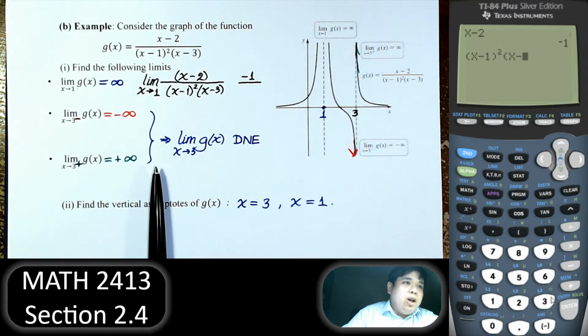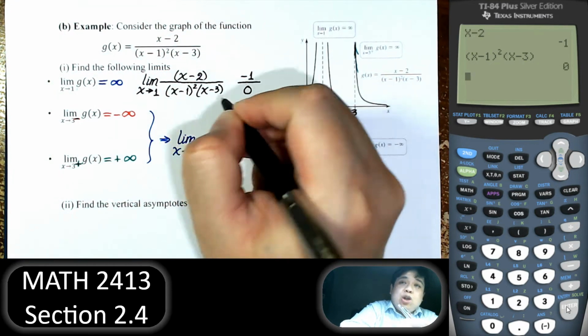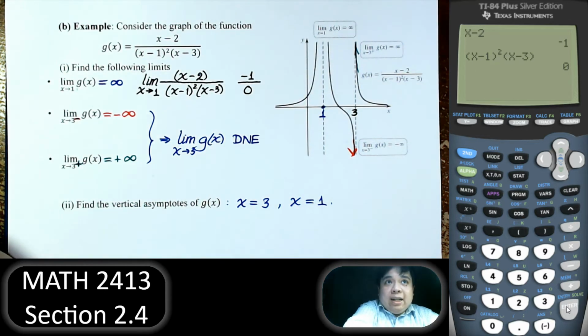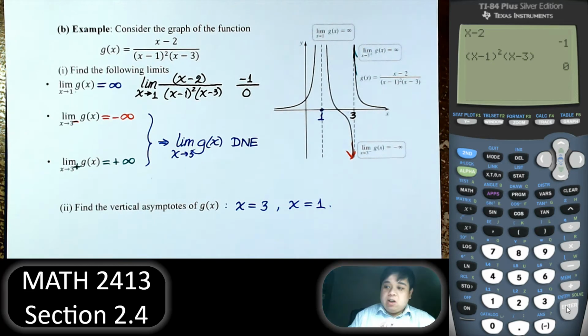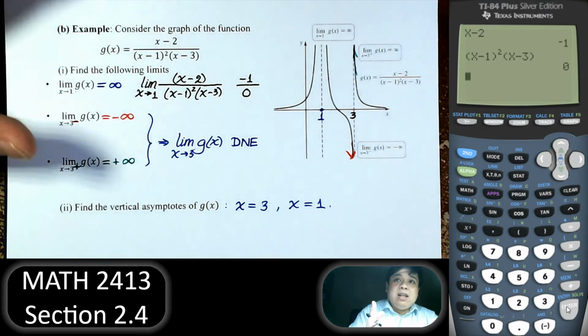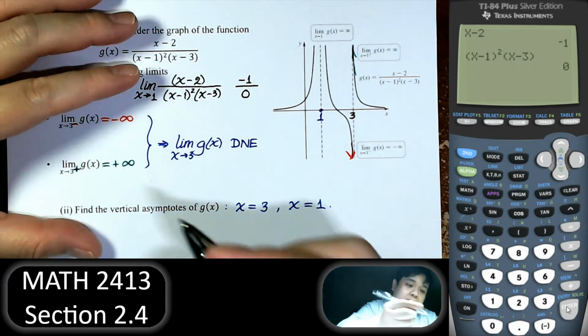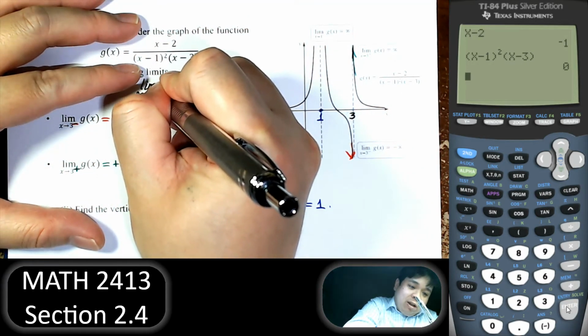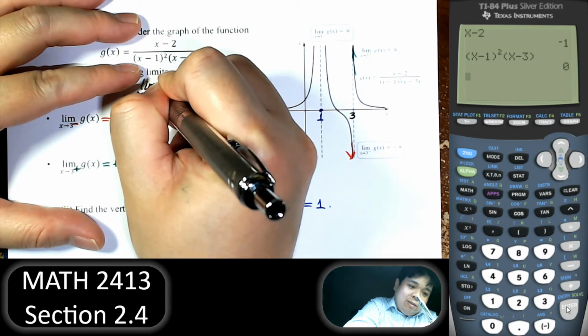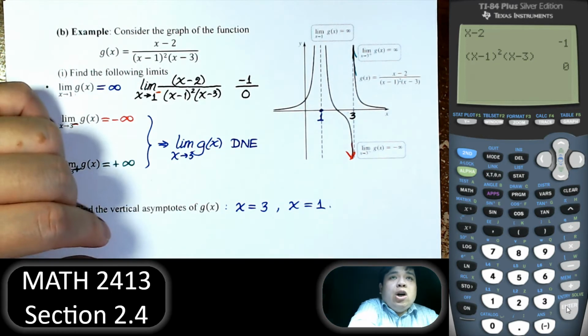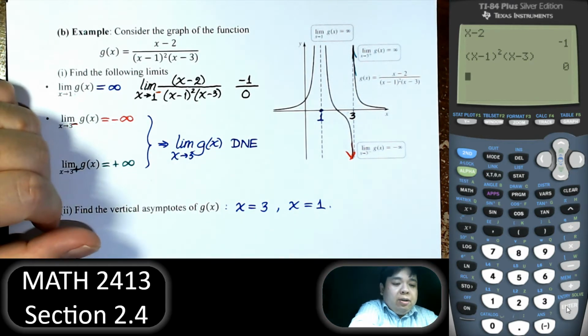x minus 3. So when x equals 1, (x minus 1) squared times (x minus 3) is equal to 0. So of course, usually in this case we say it does not exist, right? Because we have negative 1 divided by 0. It does not exist. But now, we take a step further and ask what happens if it is from the left hand side of 1.